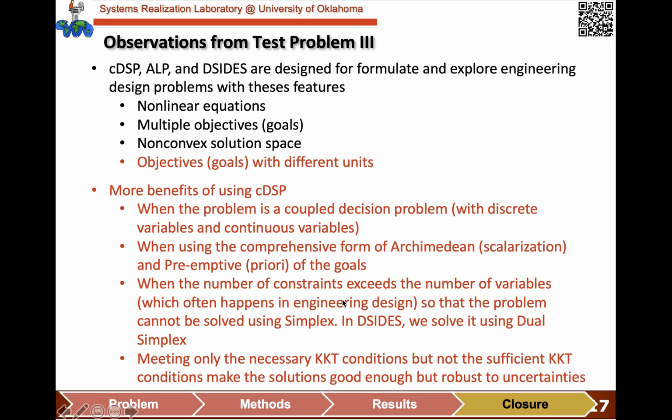And when the number of constraints exceeds the number of the variables, which also happens in engineering design, because in engineering design, more often than not, we can only leverage a very minimum number of variables, but we need to satisfy a lot of requirements. That's why the coefficient matrix is a thin and long one. So in that problem, we cannot solve it using simplex. In DSIDES, we solve it using dual simplex, which also is a benefit.